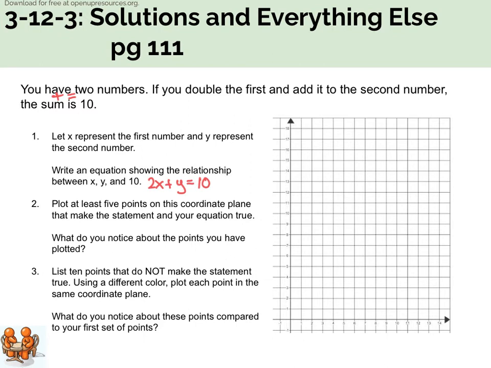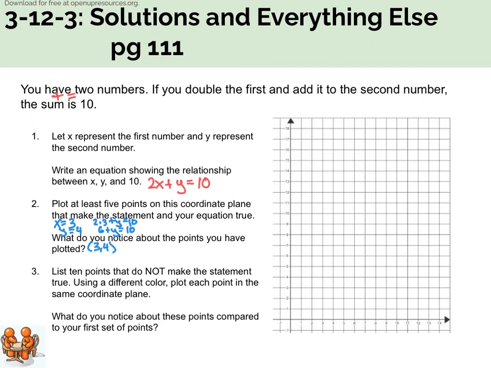All right, let's go ahead and figure out some points that go along with it. So I'm going to go, okay, what if my x was 3? So I have 2 times 3 plus y equals 10. So I have 6 plus y. So what does my y need to be? My y needs to be 4, because 6 plus 4 equals 10. So my first point is 3, 4.